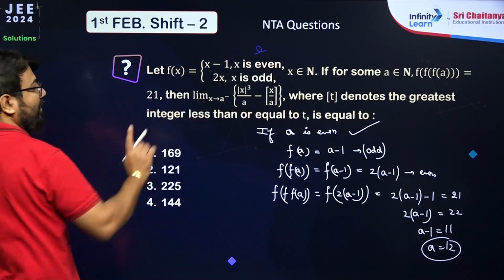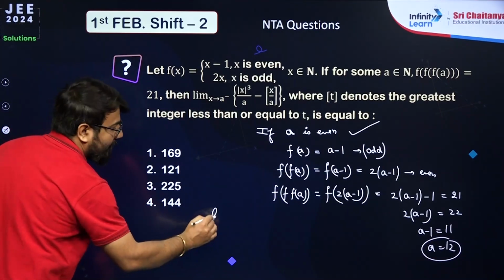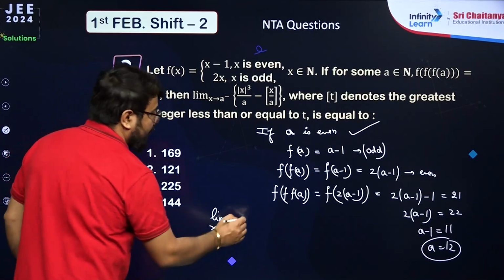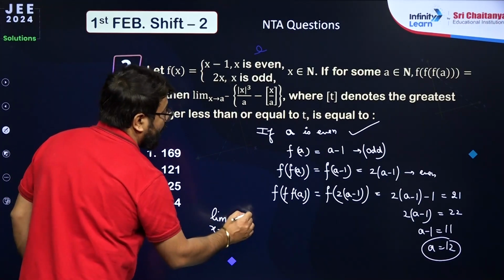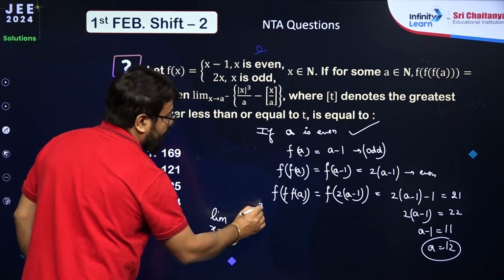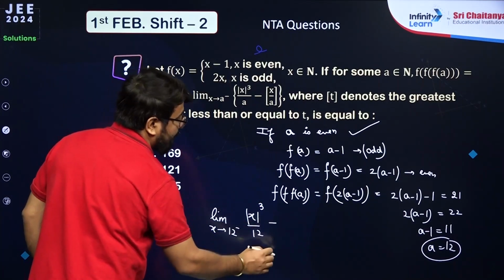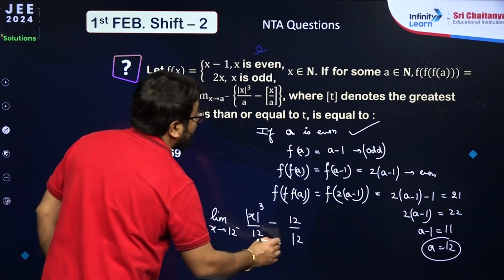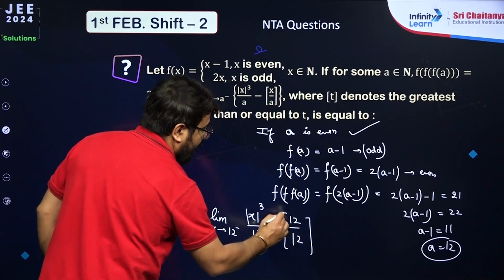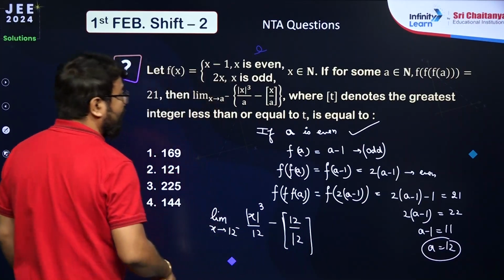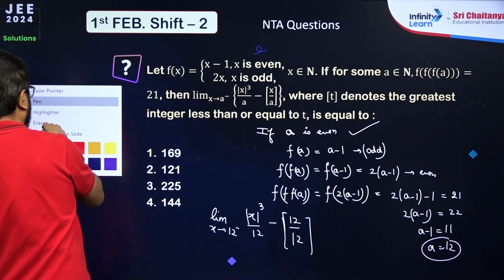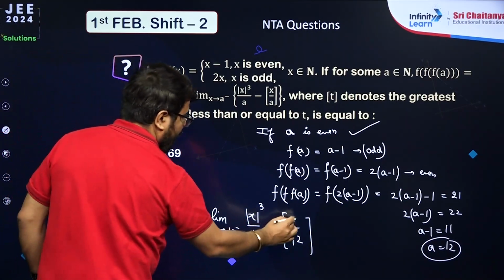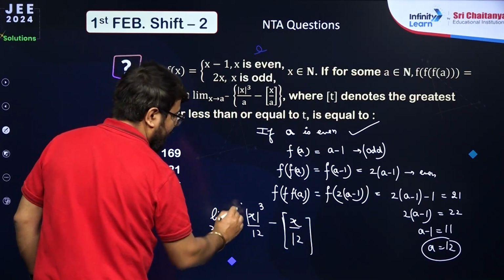If the value of a is 12, then we need to simplify this limit. So the limit is x tends to 12 minus of mod x cube over 12 minus 12 over 12 greatest integer function. This is basically 12, this is basically x over 12. We want to simplify this limit.